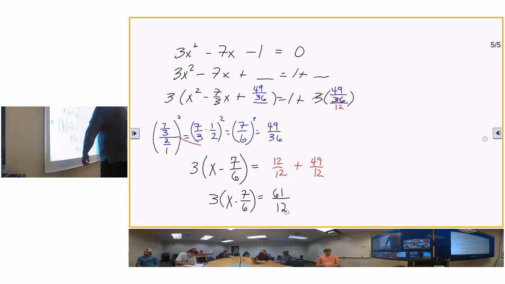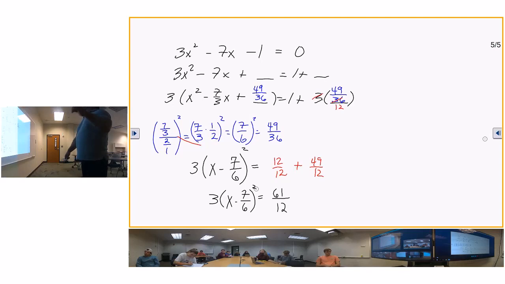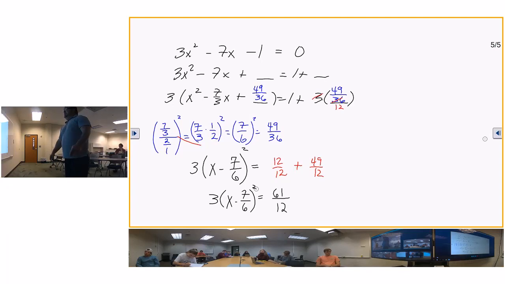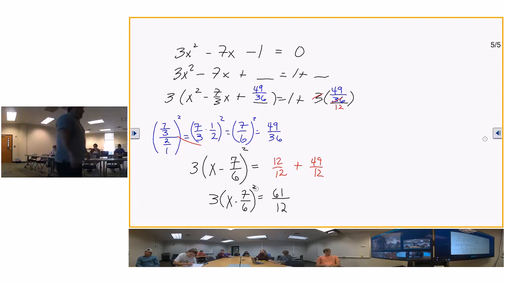Where'd the square go to? Oh, I just dropped it off. Just arbitrarily dropping things off, like tequila does.